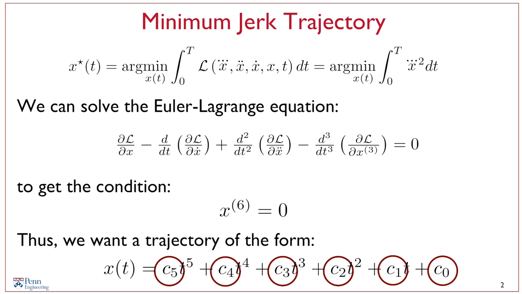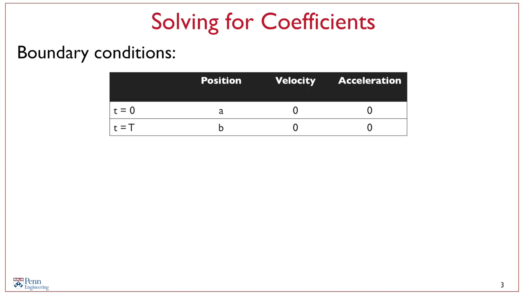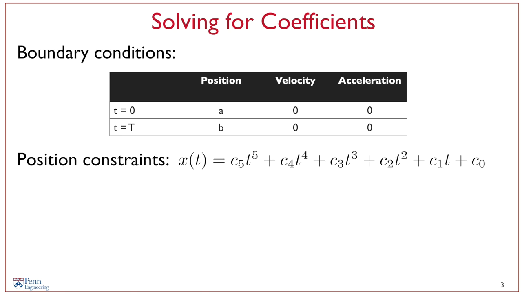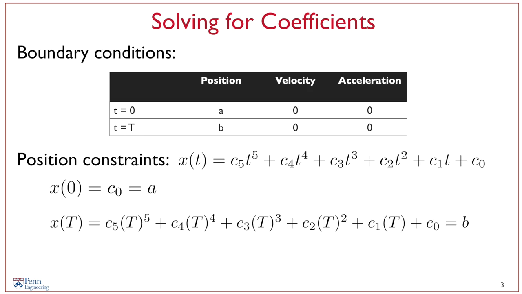Our goal is to find the values of these coefficients. To do this, we define 6 boundary conditions. Let's write out each of these boundary conditions explicitly. The position of the trajectory is given by the function x of t. At time 0, this function evaluates to c0. According to the boundary condition, this must be equal to a. At time big T, this function evaluates to the following expression. According to the boundary condition, this must be equal to b.